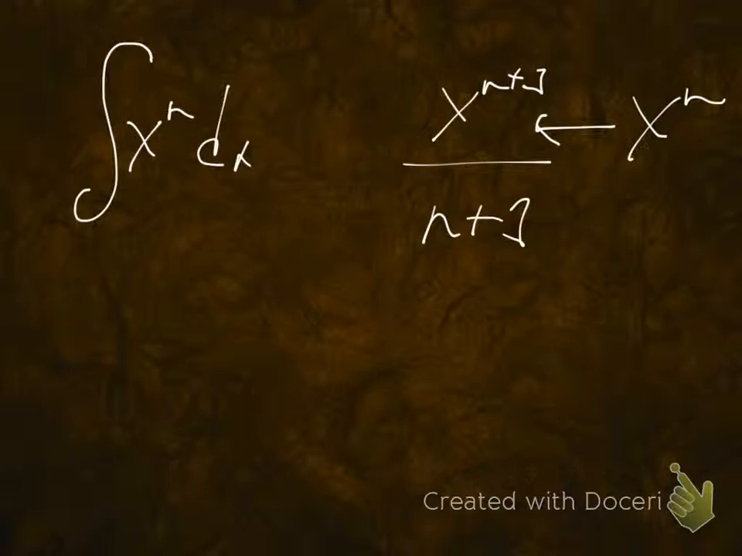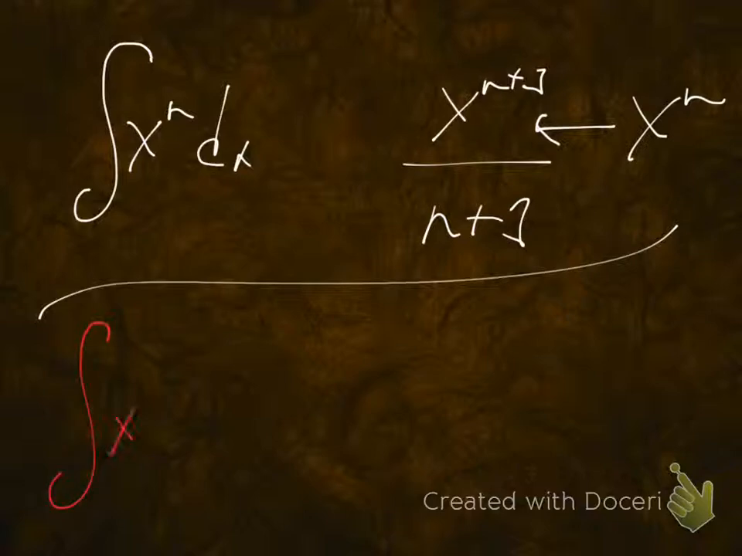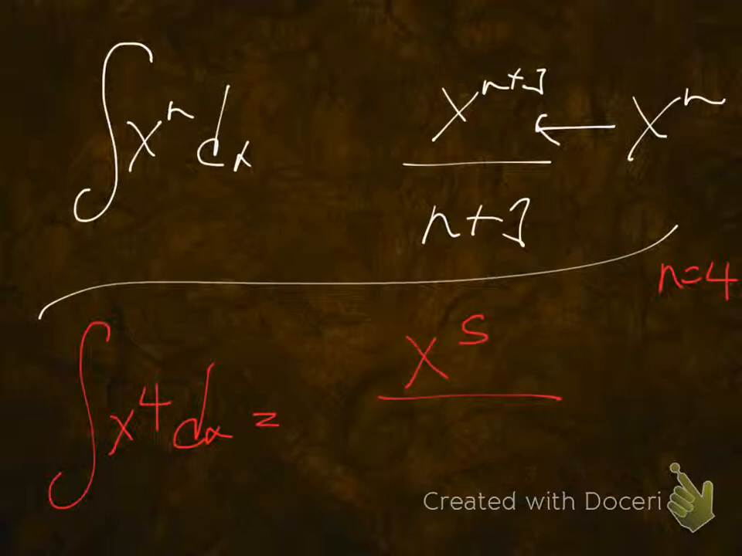So what's an example of this going to look like? Let's change colors here so we know we're doing an example. Let's do the indefinite integral of x to the 4th dx. What is this actually equal to? Well, let's just use this rule here. This is x to the n, so our n here equals 4. So we have x to the n plus 1, so x to the 5th is all that we're going to end up having on the top, and on the bottom we're going to have n plus 1, so 5. So look how easy this is in practice.